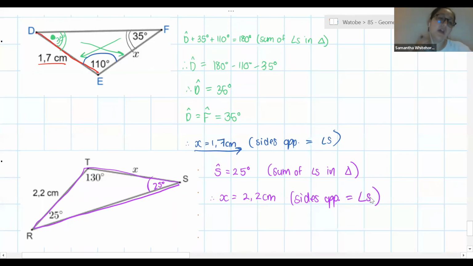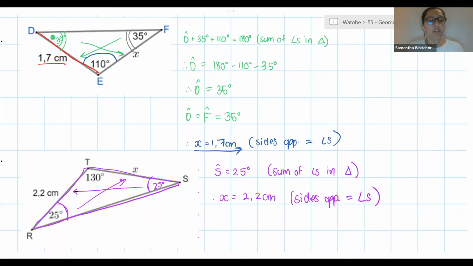Well done. Okay, so guys, really importantly, we had to first go and find what that angle S was, because without it, we don't have enough information to answer the question. So using angles in a triangle, I worked out what angle S was. And then because angle S and angle R are equal to each other, I know that the sides opposite them are equal. So that then means that X is equal to 2,2 centimeters. And my reason is sides opposite equal angles.